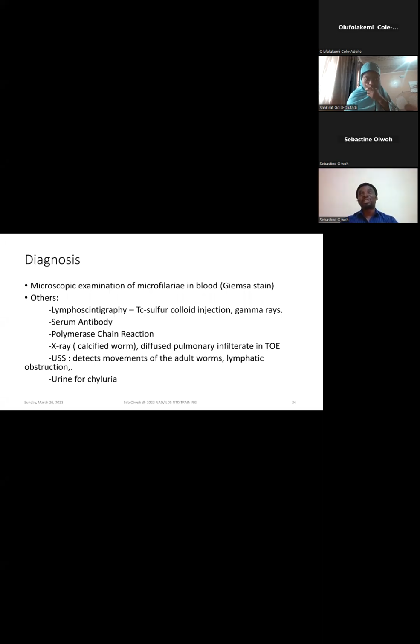We do know that the standard for investigation is microscopic examination of the microfilaria using Giemsa stain. Other investigations which could be supportive include lymphoscintigraphy, in which technetium sulfur colloid is injected, and after about 45 minutes, then 2 hours, we'll see the flow. If there's an obstruction, one would not even be able to trace the flow of the technetium. PCR and antibody tests can also be done. Then ultrasound can be used to detect the movements of the adult worm and lymphatic obstruction.